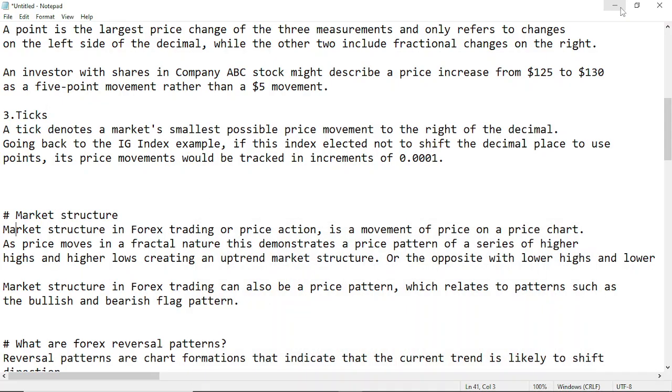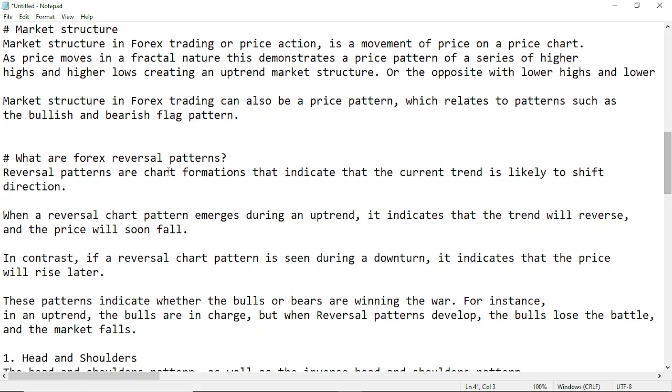Okay, so for now I think I'm going to leave it there. I'm gonna continue with reversal patterns, continuation patterns, and other forex terminology, just to wrap up the terminology.